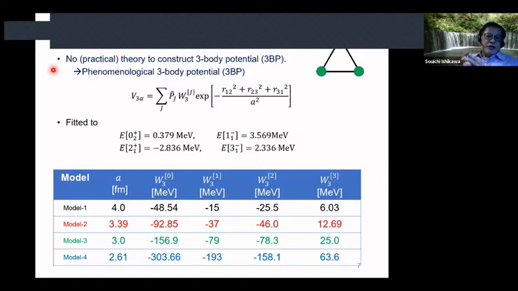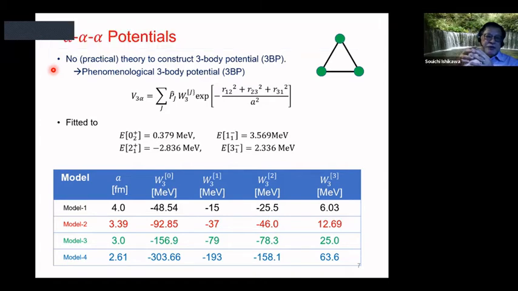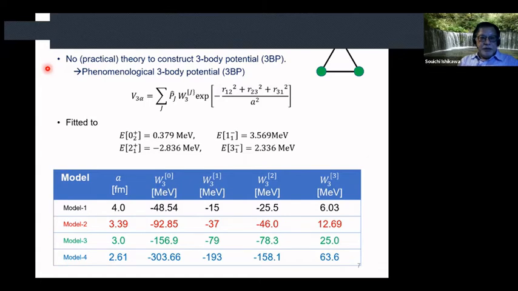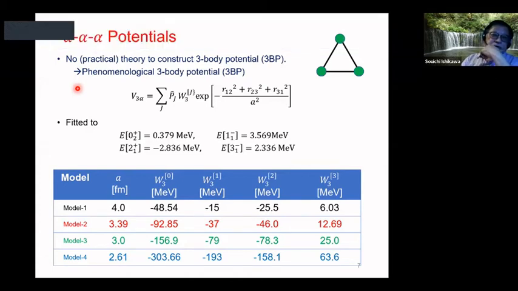Because if we calculate binding energy or resonance states with only a two-body potential, one cannot reproduce such observables, right? And since, as I mentioned before, there is no practical theory to construct the three-body potential, at least I don't know of one, I should choose a phenomenological way.